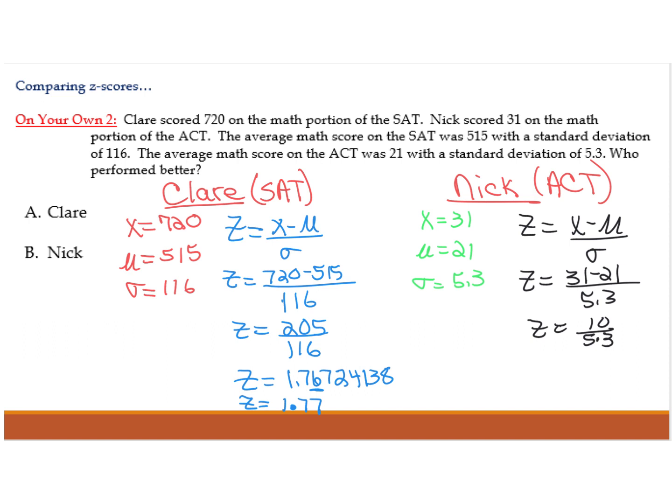And when I do that computation, I get z is equal to 1.88679245. When I round that to the nearest hundredth, the 6 tells me that I'm going to round up to 1.89. Now, the question asks, who had performed better on the test? Who had the highest z-score? That was Nick. Nick's z-score was higher, therefore he performed better.